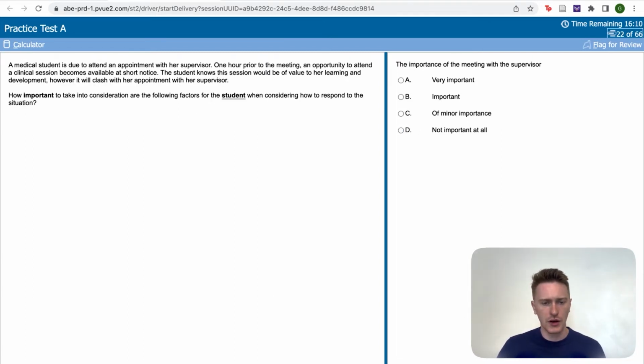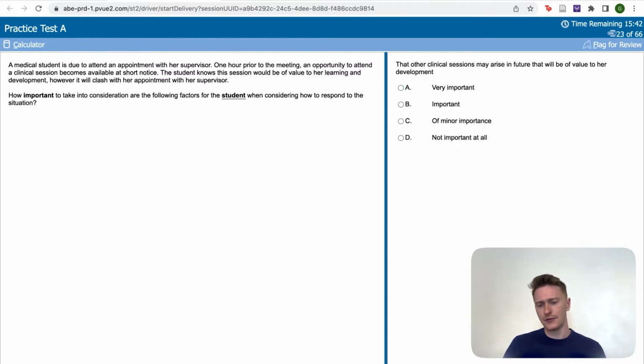Okay, now we've got a different one. She's got an opportunity to attend a clinical session. A student knows this session would be of value to her learning and development, however it will clash. Okay, so the importance of the meeting with the supervisor: very important. If this meeting was to discuss her progression through medical school, her recent exam results, clearly, it doesn't matter how important that clinical opportunity is, she needs to go to this meeting with the supervisor.